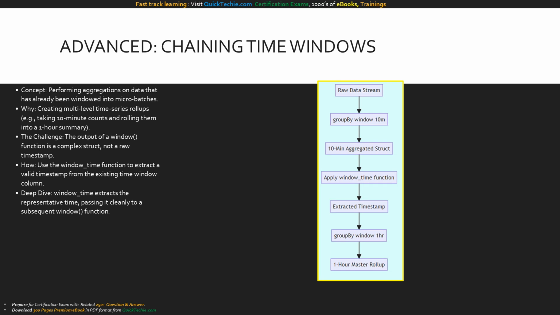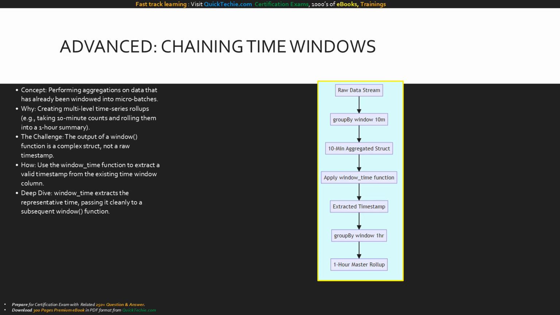As a senior data engineer, you will often need to create multi-level rollups. Imagine you've calculated a 10-minute sliding window of data, and now you want to aggregate those results into a massive 1-hour tumbling window. You are chaining time windows. But there is a challenge. The output of the first window function is a complex struct containing a start and end time, meaning you cannot just pass it into a new window directly.